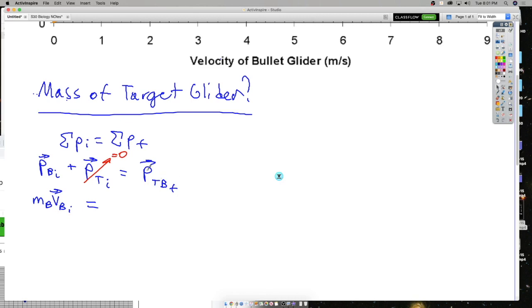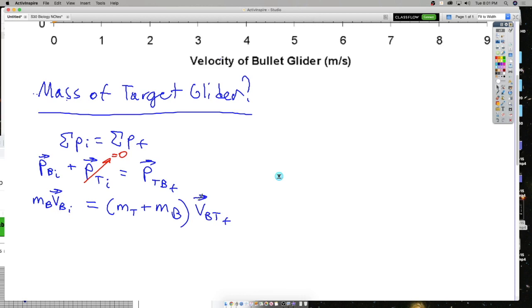What's that one object's mass? Well, it's made up of the target glider and the bullet glider, so its mass must be those added together. So its mass is m target plus m bullet times whatever velocity that kind of stuck together, quote unquote, one object moves, okay? And there we go.